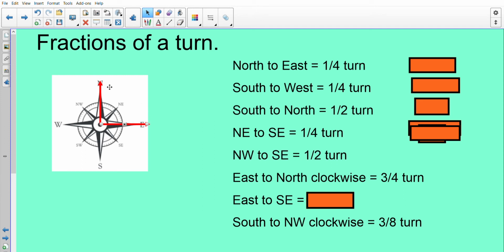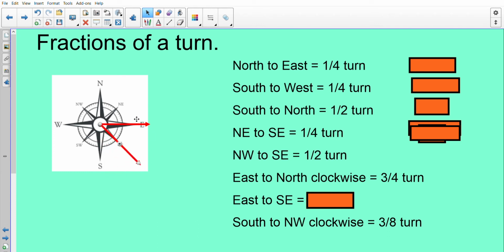So to go from east to southeast. Now that's a bit different, isn't it? So it's got quite a small turn here. Let's just have a think about this. So there would be a 1/4 turn. This is half of that amount, isn't it? So you've got to think, what's half of a 1/4?